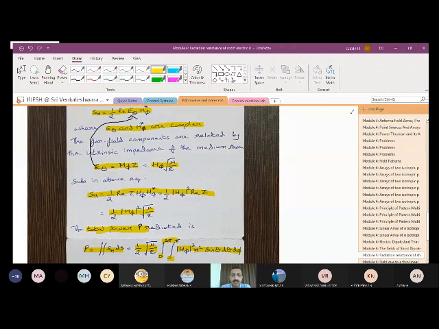Now you can do the integration for this component for the limits 0 to 2 pi and 0 to pi.